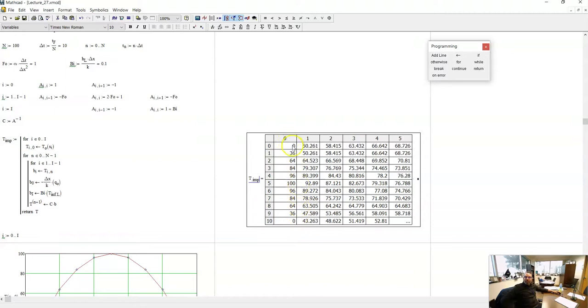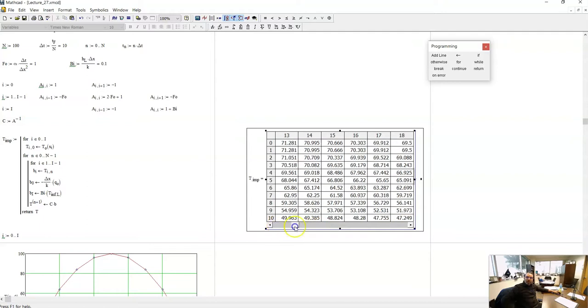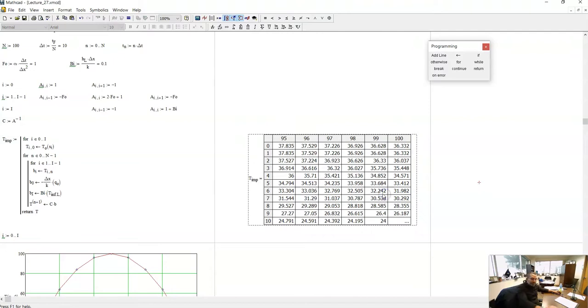At time equals 0, notice that T0, the temperature at time equals 0, is given by that quadratic relationship. We impose a quadratic temperature distribution. And then as time evolves, that actually tries to settle and diffuse. And we did this for 100 time steps, or 101 time steps. And that's the distribution of temperature over 11 nodes over time.